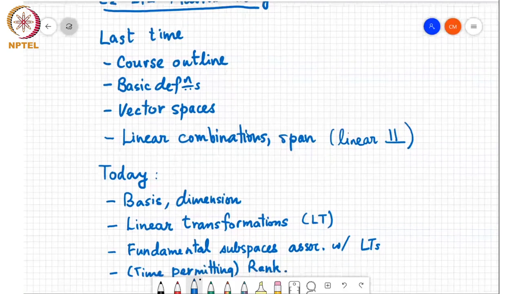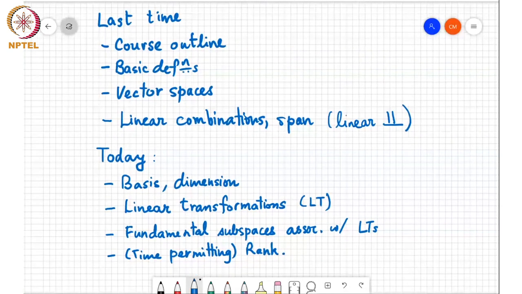So today we'll discuss many related concepts, specifically basis and dimension. Last time somebody asked me about linear transformations, and I was telling you that linear transformations are actually equivalent to matrices and matrices are equivalent to linear transformations. So the question was, how do we define a linear transformation, which is then related to a matrix? I'm going to talk about that. Then I'll talk about some fundamental subspaces associated with linear transformations or matrices. And if time permits, we will also discuss the notion of the rank of a matrix.